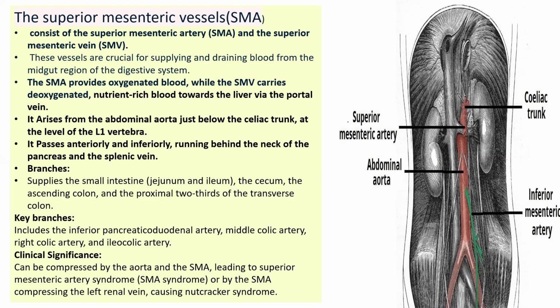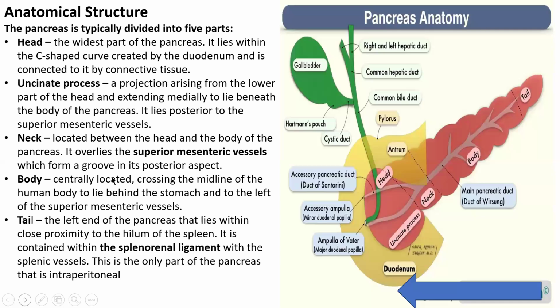These are of clinical significance, leading to superior mesenteric artery syndrome. If there is any problem, it causes a problem. One is nutcracker syndrome. So these are about the superior mesenteric vessel. It overlies the superior mesenteric vessel, which I explained.